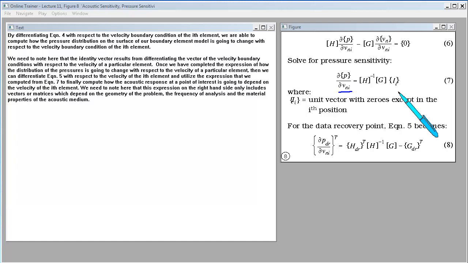Once we have computed the expression of how the distribution of the pressures is going to change with respect to the velocity of a particular element, then we can differentiate equation 5 with respect to the velocity of the ith element and utilize the expression that we computed from equation 7 to finally compute how the acoustic response at a point of interest is going to depend on the velocity of the ith element. We need to note here that this expression on the right hand side only includes vectors or matrices which depend on the geometry of the problem, the frequency of analysis, and the material properties of the acoustic medium.